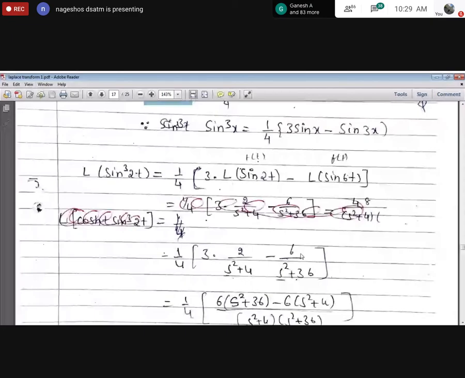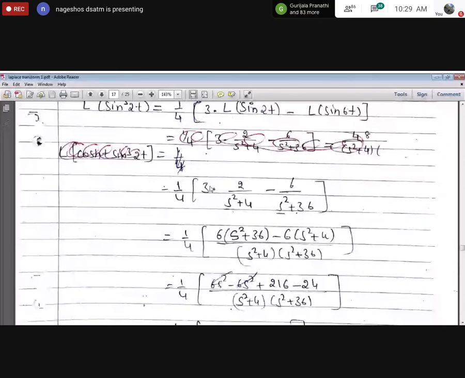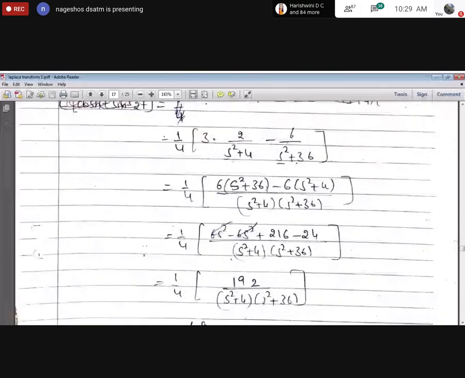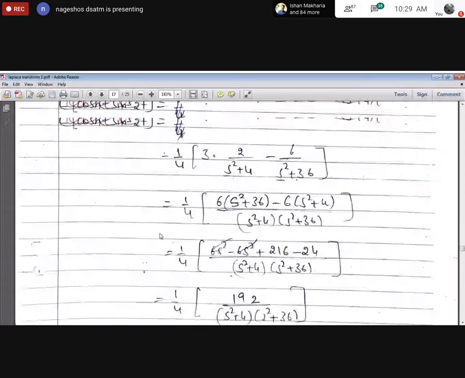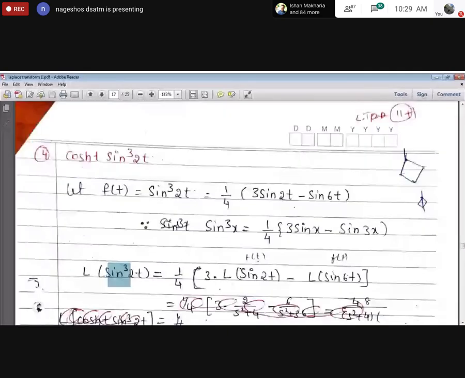Okay, so what happens? 3 into 2, 6 by s square plus 4, minus 6 by s square plus 36. Take the LCM. The LCM is 6 into all this thing minus 6 into all this thing. So the s square terms will cancel out, 6s square minus 6s square. So 6 into 36 is 216 minus 6 into 4 is 24, so 192 by this. This is the answer for the Laplace transform of sin cube 2t, not for the complete one.